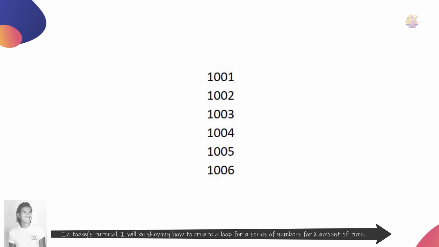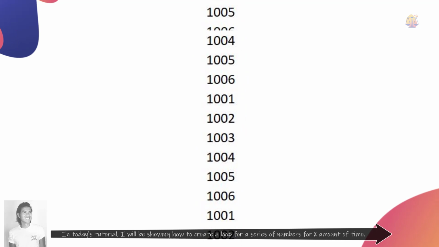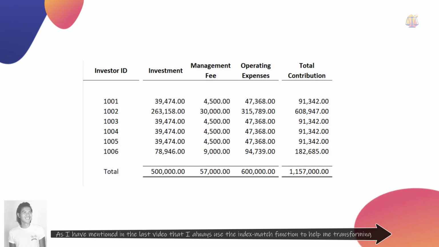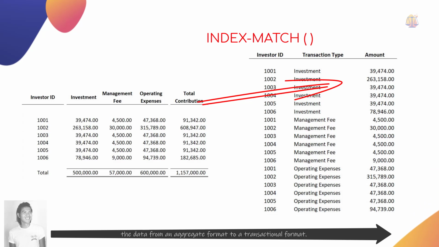In today's tutorial, I will be showing you how to create a loop for a series of numbers for X amount of time. As I have mentioned in the last video, I always use the index match function to help me transform the data from an aggregate format to a transactional format.